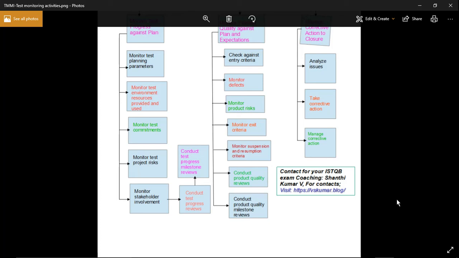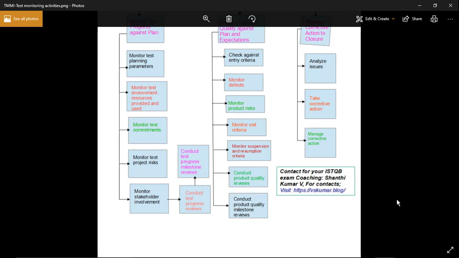And last one is conduct test progress milestone reviews. Let us say in your testing projects, the test manager or QA manager might have prepared some project activities, and for each activity there are different milestones to be crossed. Those need to be reviewed before, during or after execution: what happened now and what was planned, what are the variations that happened, such kind of things.